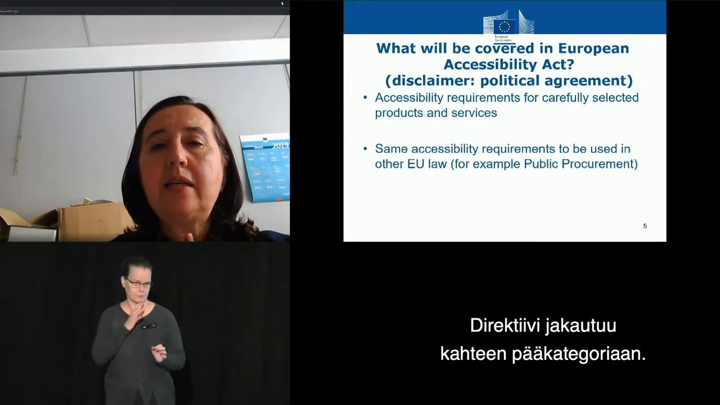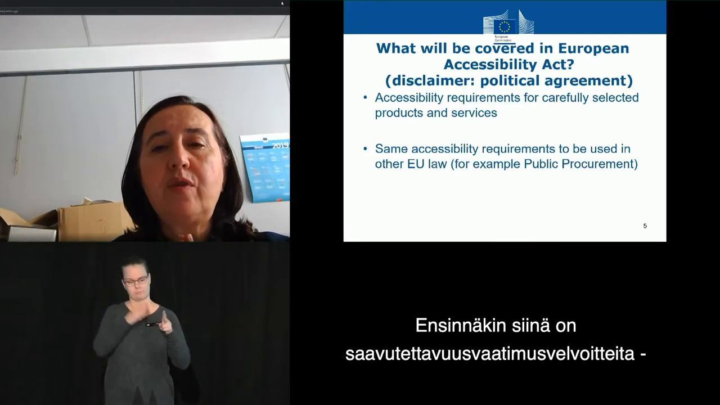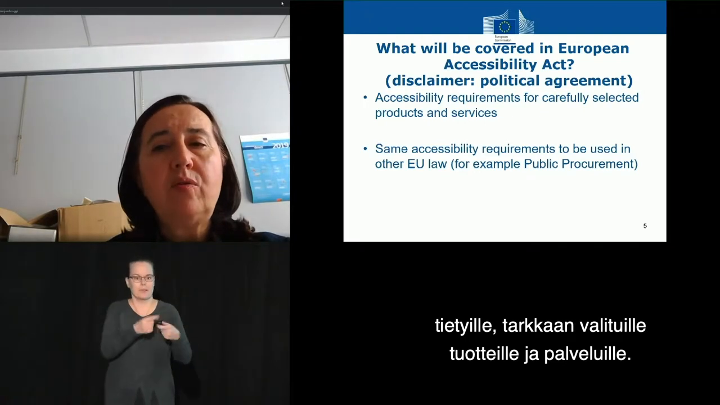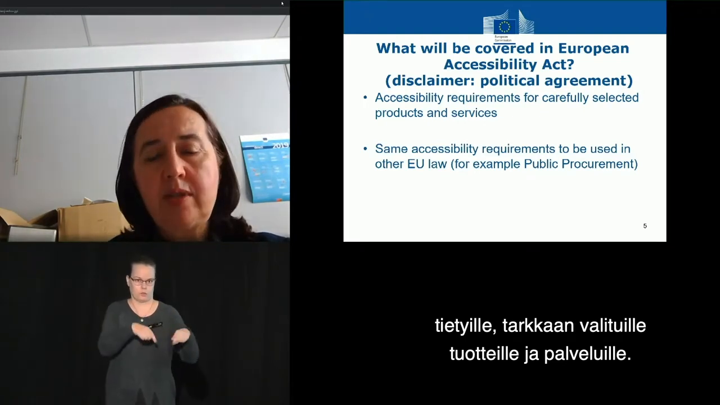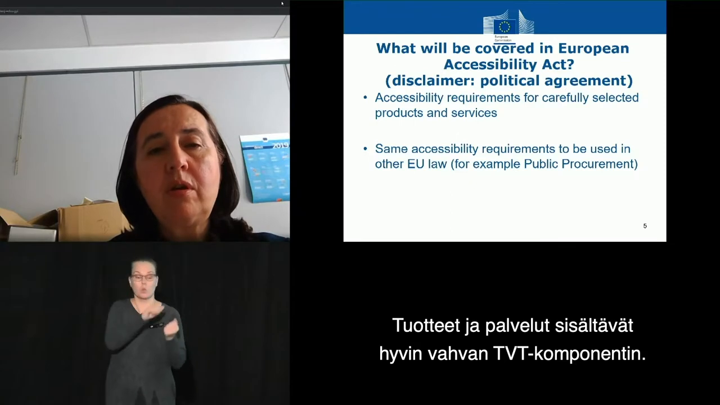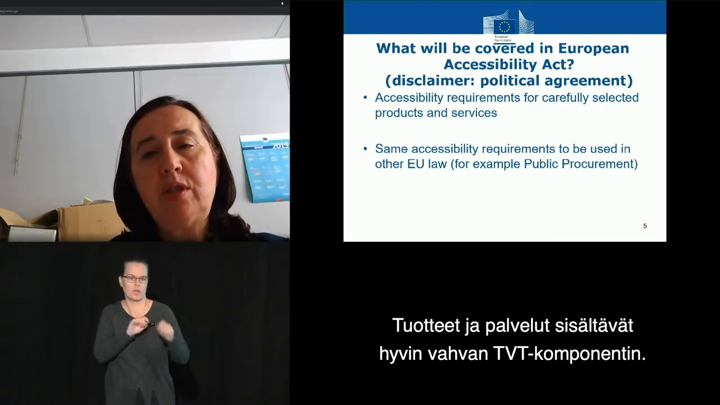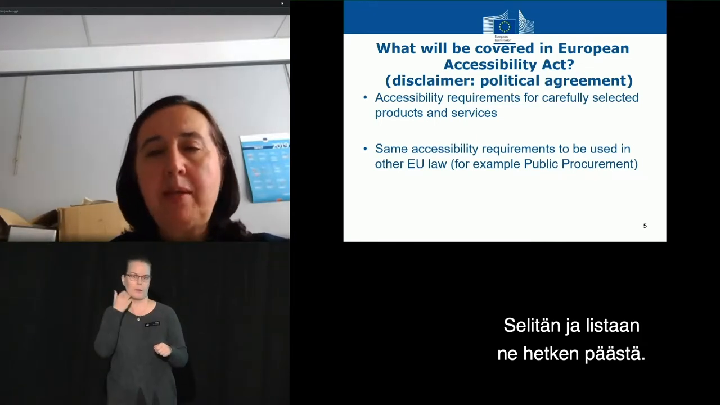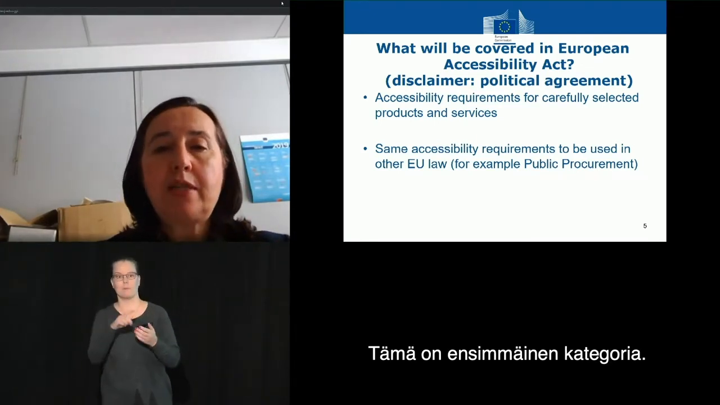It has two main legs. First of all, it contains a set of obligations to accessibility requirements for a number of carefully selected products and services. There is a very strong ICT component in those products and services. I will explain them, I will list them in a minute. This is the first leg.